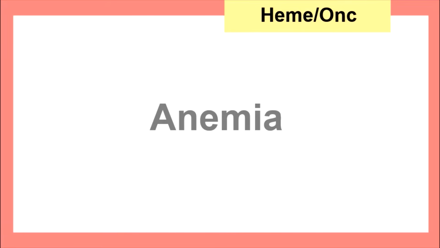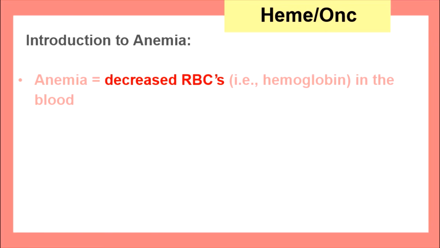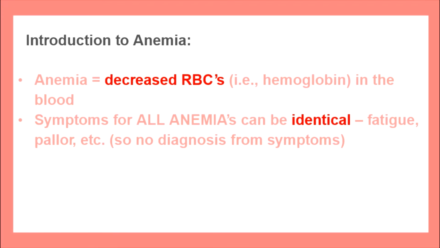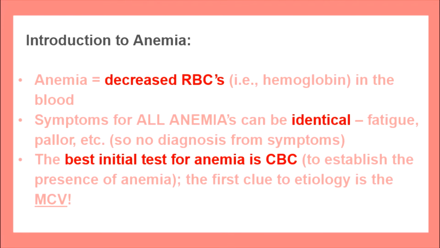Alright, now let's talk about anemia. So anemia is when there's decreased red blood cell mass, i.e. hemoglobin, in the blood, because red blood cells hold the hemoglobin. Symptoms for all anemias can be identical. That is, patients have fatigue, pallor, and other symptoms, so no diagnosis can be made from symptoms. We have to look at the lab values. The best initial test for anemia is CBC to establish the presence of anemia, and the first clue to etiology is the MCV. So if you have a CBC, the first thing you want to look at in cases of anemia is the MCV.